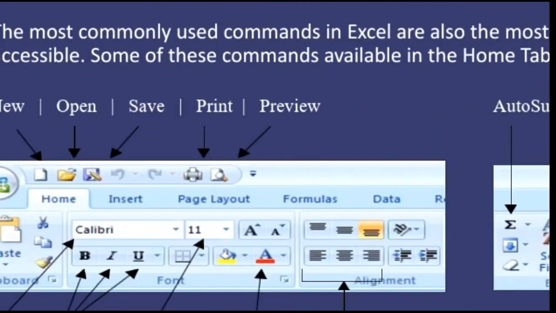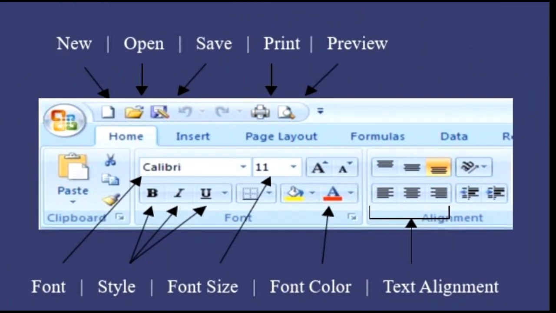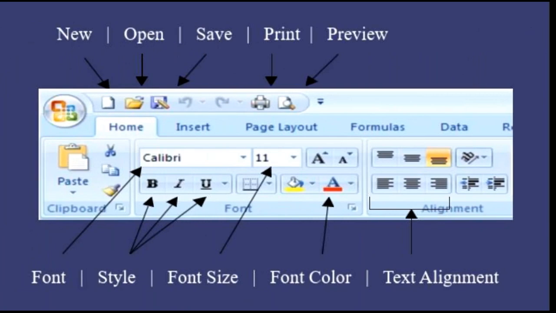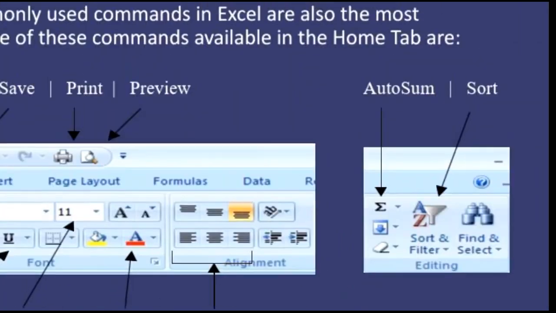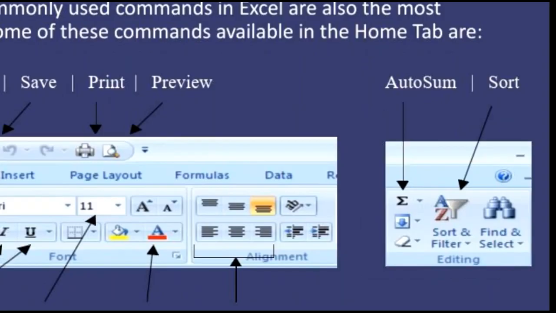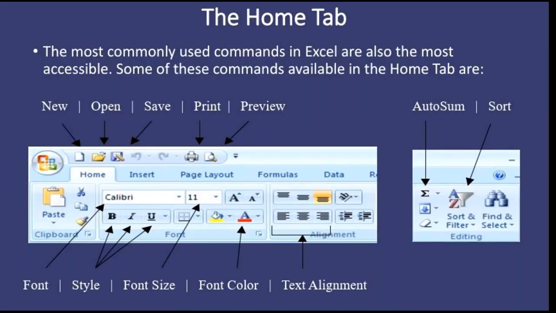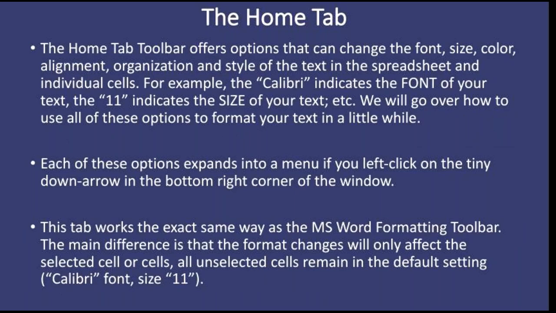So some of these commands available in the home tab are the new, the open, the save, the print preview, the auto sum, the sort, and we also have the font, the styles, the font size, the font colors, and the text alignment. When you get to the home tab, the whole of what you are seeing now is the home tab. These are what we have when you go to check the home tab, and this will be explained.